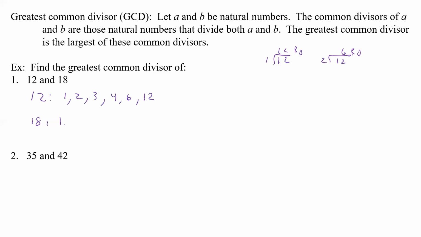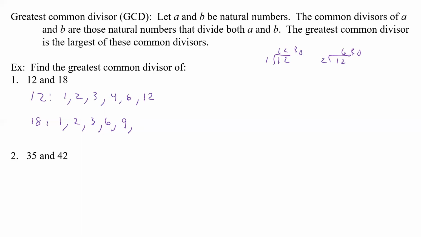So 18 divided by 1 works. We can divide by 2 and we get 9 with a remainder of 0. 3 times 6 is 18, so 3 will work. Now 4 doesn't work. 5 doesn't work because we have a remainder. 6 times 3 is 18, so that'll work. 7 doesn't work. 8 doesn't work. 9 works because 9 goes in there twice with a remainder of 0. 10, no. 11, no.